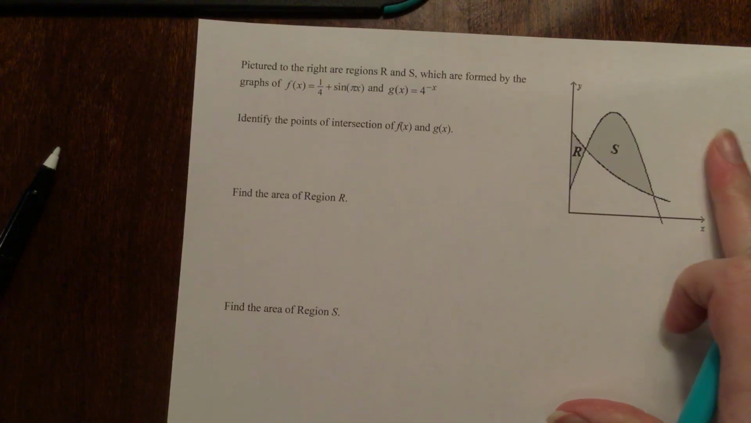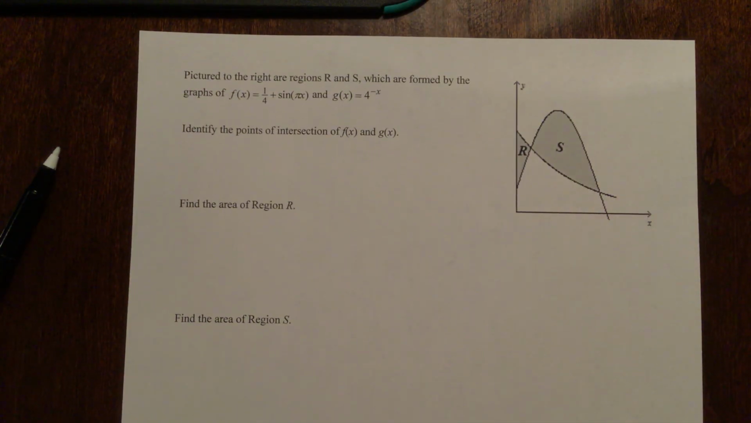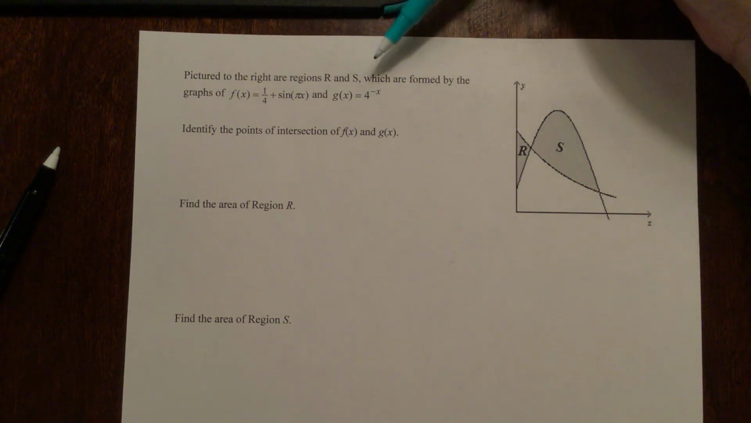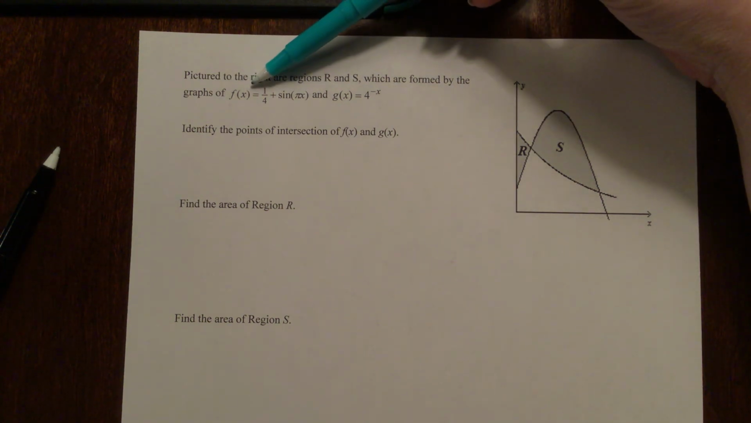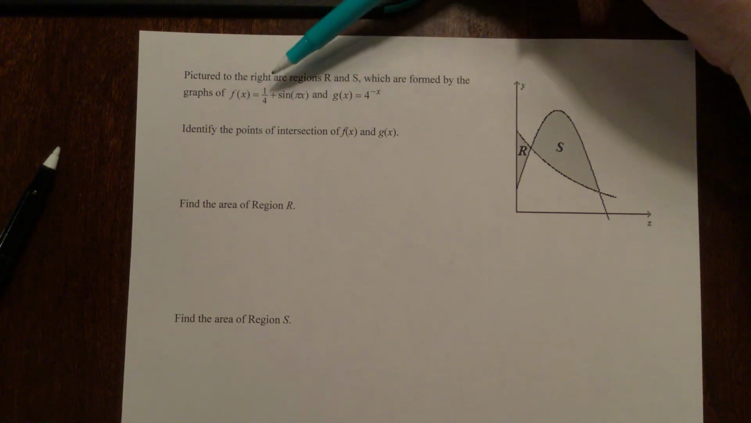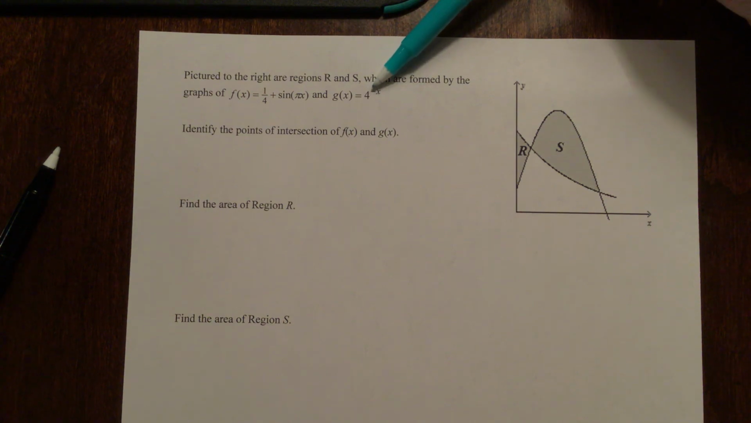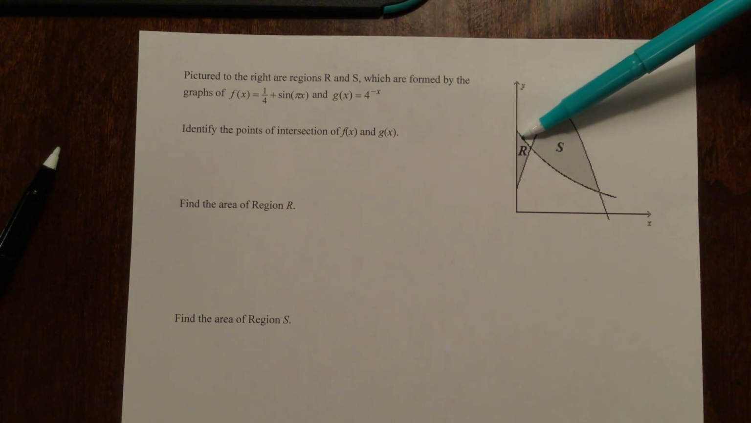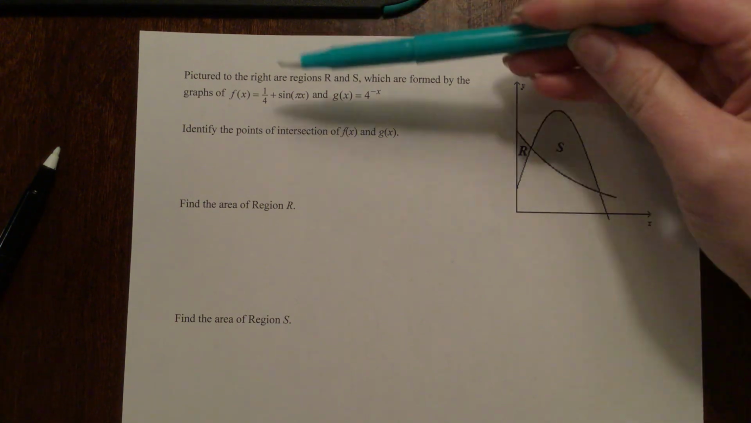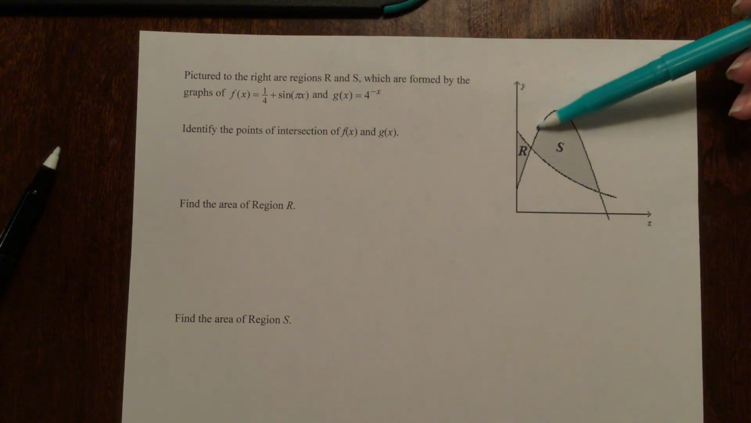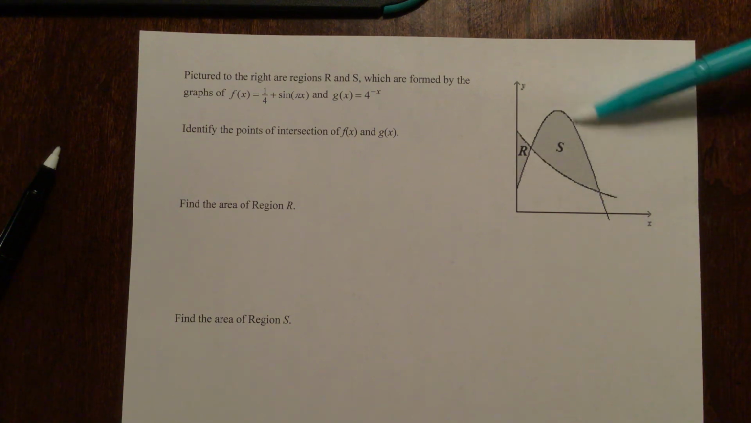Let's see if we can figure out which function is which. Okay, pictured to the right are regions R and S, which are formed by the graphs of f of x and g of x. F is 1/4 plus the sine of pi x, and g of x is 4 to the negative x. So this guy right here is a decreasing exponential function. So that's definitely going to be this guy. This one has a sine, so it's going to be the curvy curve, the one that kind of looks like a parabola, but it's not.